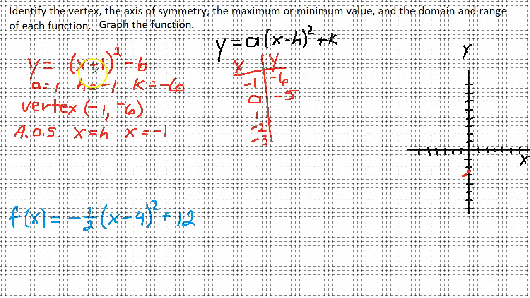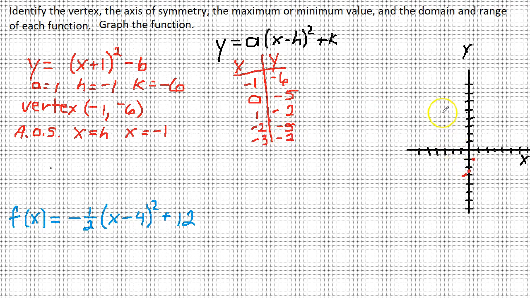Plugging in 1. 1 plus 1 is 2. 2 squared is 4. 4 minus 6 is negative 2. So I go right 1, down to negative 2, plot my point. Then plug in negative 2. Negative 2 plus 1 is negative 1. Negative 1 squared is positive 1. 1 minus 6 is negative 5. You notice these repeat. Why? Because they are symmetrical. So that means at negative 3, I am going to get negative 2.